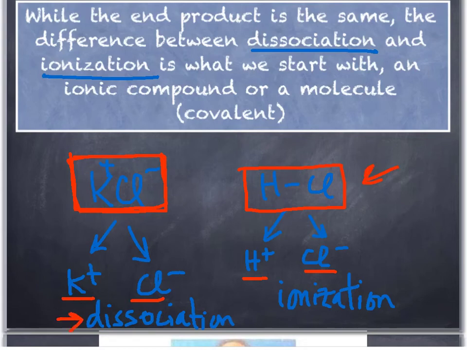But over here in this molecule, these are not ions. They're sharing electrons. That's what this line in between the hydrogen and chloride means. They're sharing electrons, but in water, this acid will cause the hydrogen ion and chloride ion to form, and that's a process called ionization, because ions are being made when they weren't there before. So that's a subtle difference between the two. Ionic compounds dissociate. Covalent compounds like acids ionize when they become electrolytes.